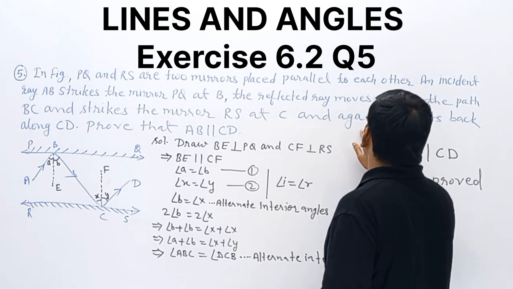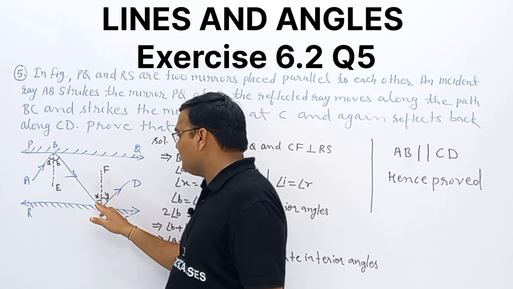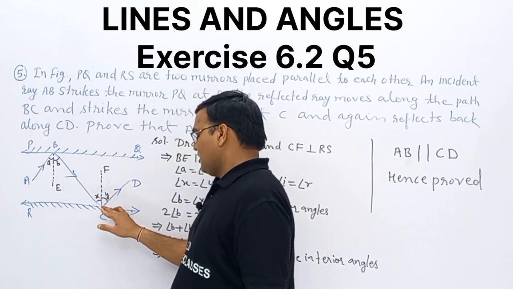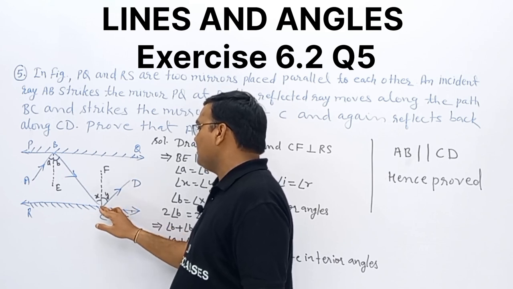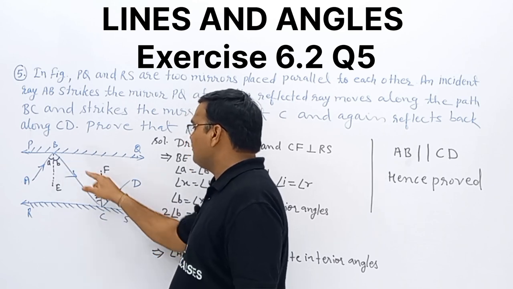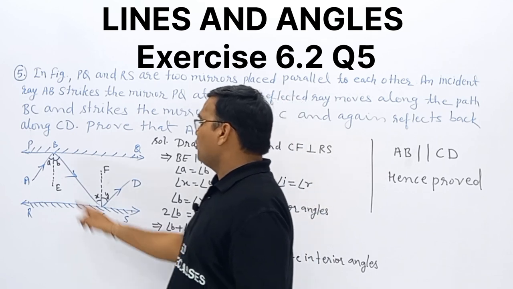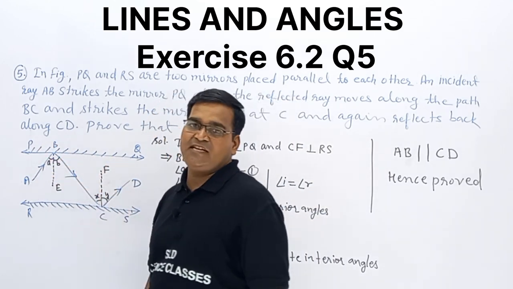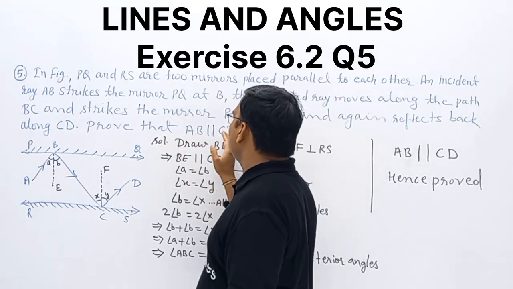Clear? And again it is reflected back. Once it strikes, it becomes the incident ray for this mirror, and after reflection it bounces back, and we get this reflected ray. For this mirror, BC is the incident ray and CD is the reflected ray. For mirror PQ, AB is the incident ray and BC is the reflected ray. Clear? Now we want to prove AB is parallel to CD.